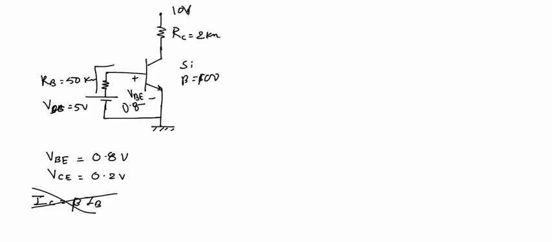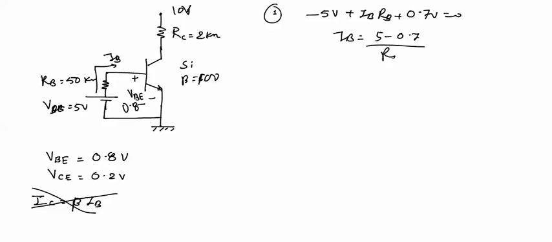Now we will calculate this base current IB by applying KVL in this base emitter loop. Minus 5 volt plus IB into RB plus 0.8 volt equal to 0. So IB will be equal to 5 minus 0.8 volt, VB equal to 0.8 volt for saturation, divided by 50 kilo ohms, which equals 84 microamperes.